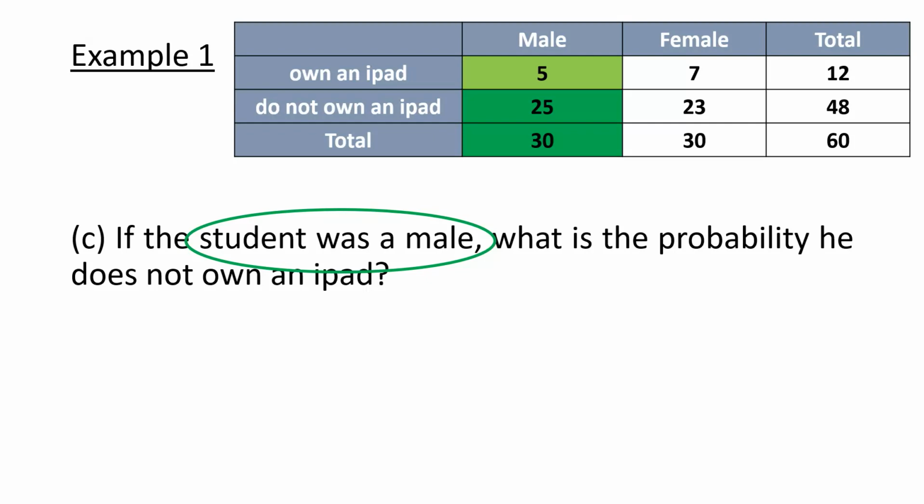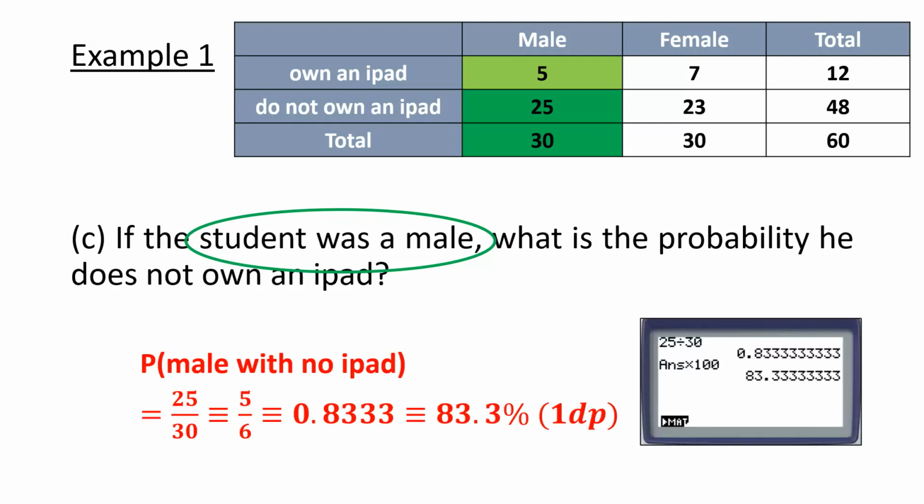Well, there's 25 of them out of the 30. So we're going to write it out of 30, not 60. And we're going to say 25 out of 30. Or we could simplify it to 5 sixths, or write it as our decimal or percentage.